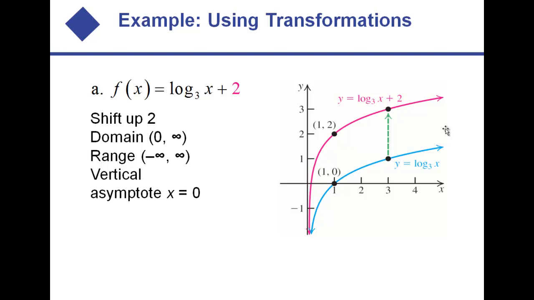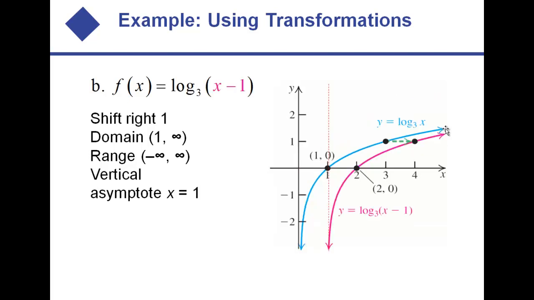Domain is still the same, range is still the same. The next one shifts to the right by 1. The domain now gets shifted to the right. So instead of the domain going from 0 to infinity, it now goes from 1 to infinity, and it now has a new vertical asymptote here at x equals 1.